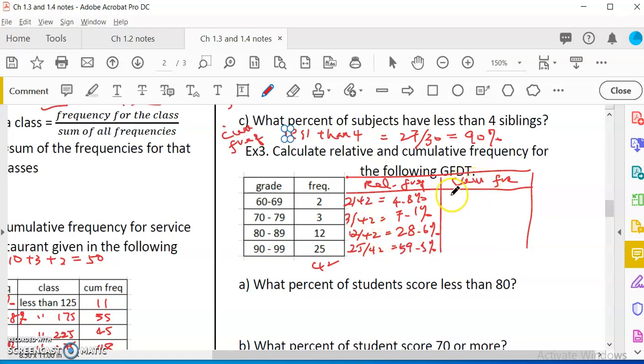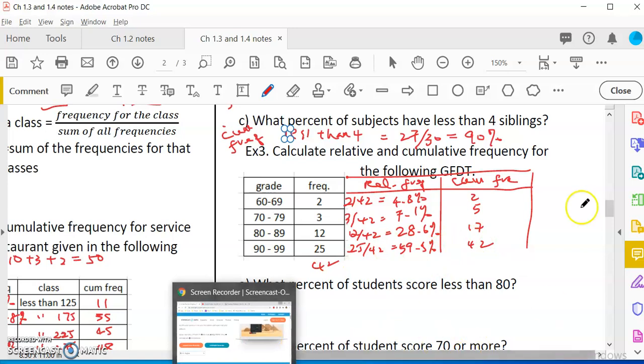Okay. The cumulative frequency would be like each class one by one. So less than 70 is 2. Less than 80 is 5, 2 plus 3 is 5. Less than 90 is 2 plus 3 plus 12, 5 plus 12, 17. Okay. What is the last one? It is less than 100. So it's the whole thing, 42, all of them.